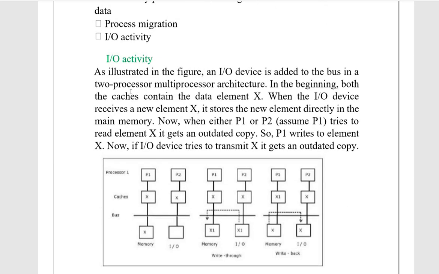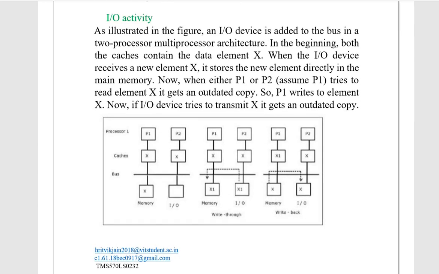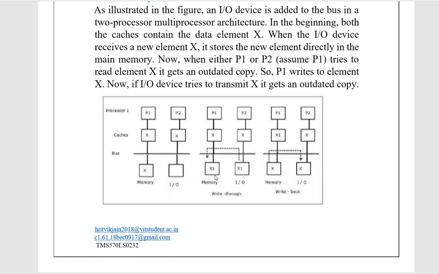Input-output activity also causes this, as the illustration figure shows, where the input-output device is added to the bus. In the beginning, both caches contain the data element X. When the input-output device receives a new element, it stores the new element directly in the main memory. Now when either P1 or P2 tries to read element X, it gets an outdated copy. So here is the explanation of the block diagram for memory input-output, write-through input-output, and write-back input-output.